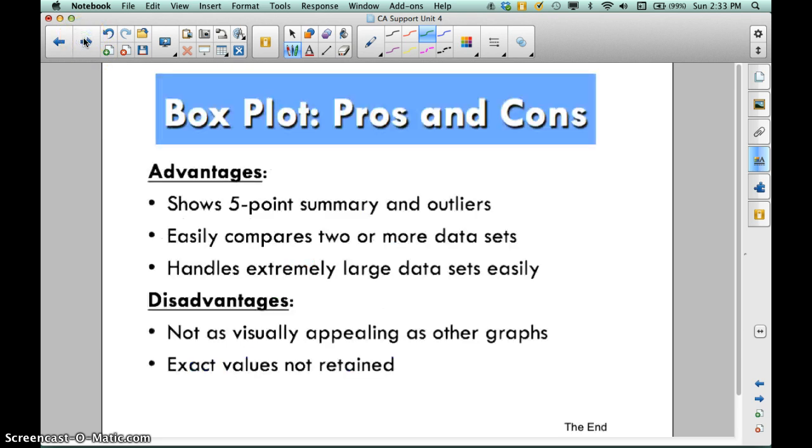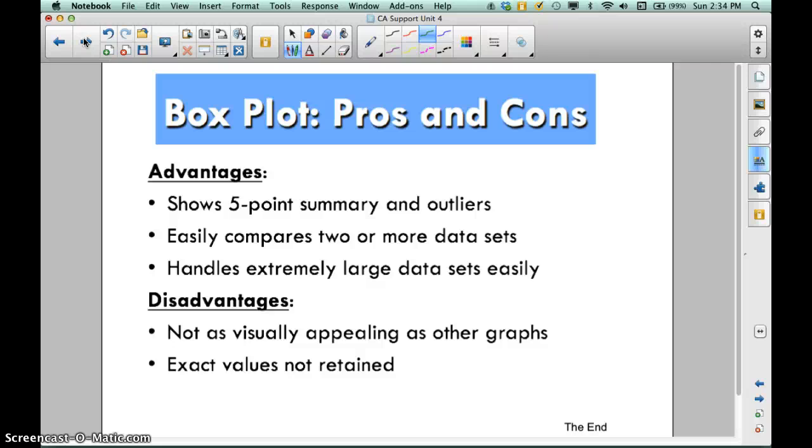There are some advantages and disadvantages to box plots. It shows the 5-point summary, and if there were outliers, you could just show them as a separate dot outside of the maximum and minimum. It easily compares 2 or more data sets because we can just use the same number line and draw multiple box plots above or even below that number line, and we'll have practice with that as well. It also handles extremely large data sets easily. The problem is we don't know what the exact values are because we don't see those. We're just talking in more general terms using quartiles.